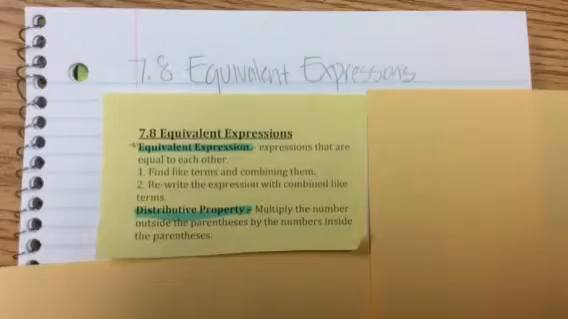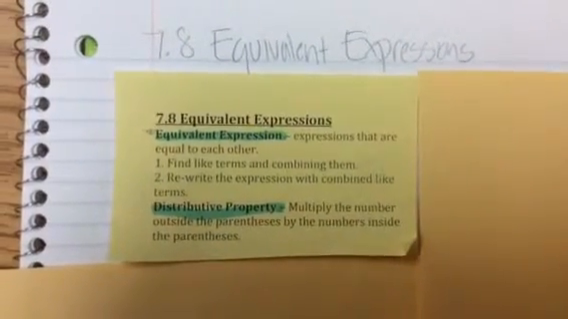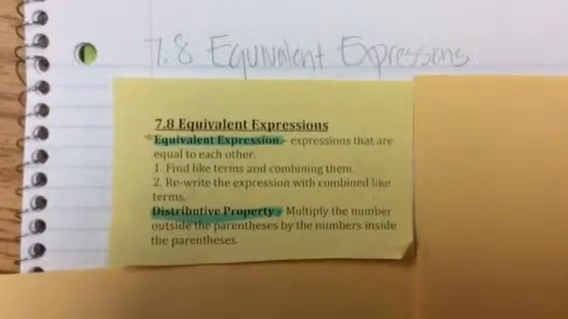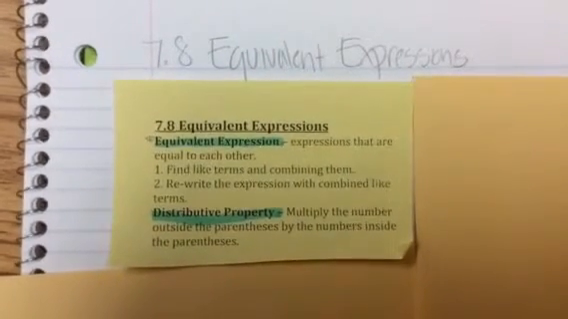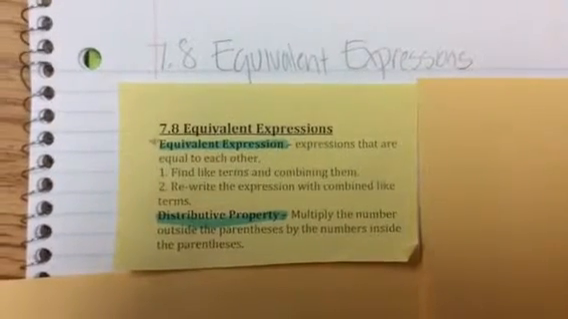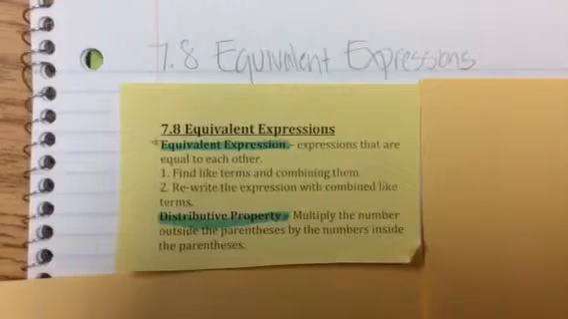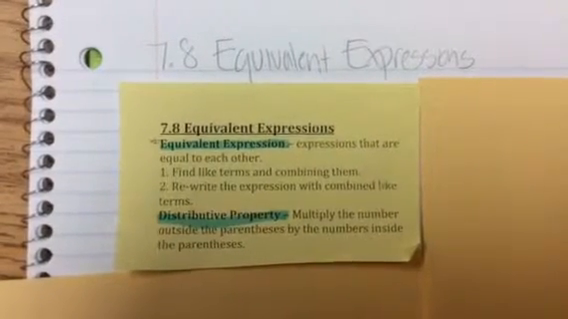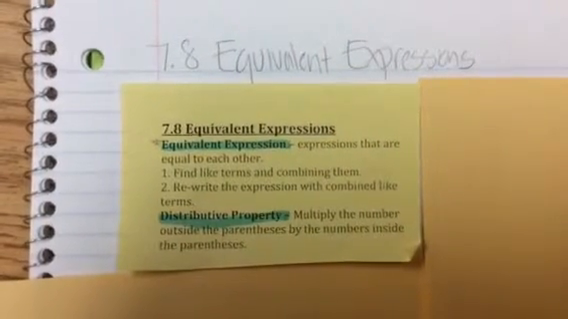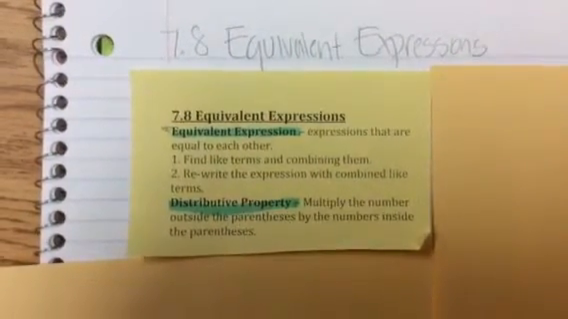All right. So I have a couple of vocabulary words here. Our first one is equivalent expression. They are expressions that are equal to each other. So we're making two problems that are equal to each other. The way that you do that is you first find two like terms and you combine them. Then you're going to rewrite the expression with the combined like terms. And I'm going to give you a couple of examples of what that's going to look like. That's the first half of your assignment.